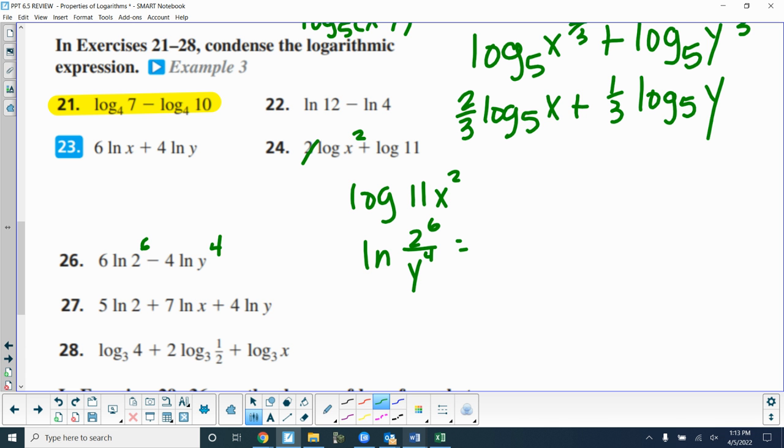And 2 to the 6th is what, 64? So you could write it like that. Natural log, sorry, I forgot my natural log. So that fraction, 64 over y to the 4th. Okay? That stuff making sense? All right.